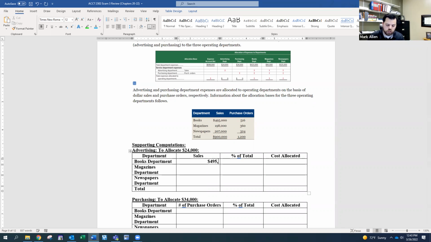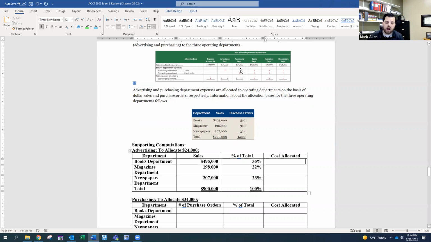Notice the books department generates sales of $495, magazines generate sales of $198, and newspapers $207. This gives us $900,000. For the percentage of the total, $495 divided by 900 comes out to be 55%. 198 divided by 900 is 22%. And then 207 divided by 900 is 23%. This is, of course, an allocation of 100%, which is what we want.